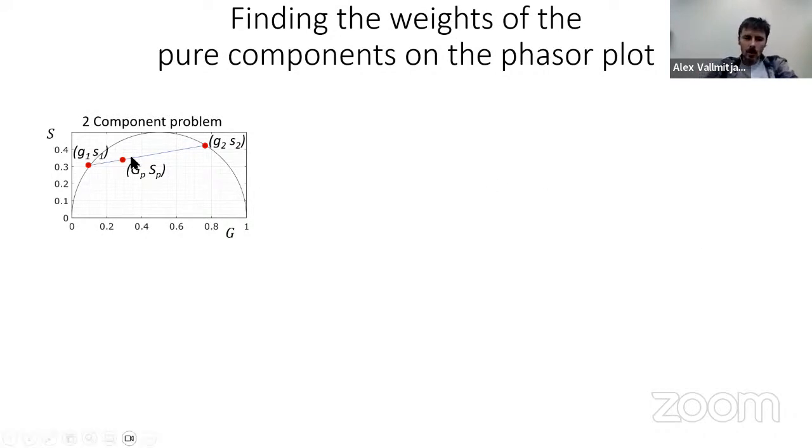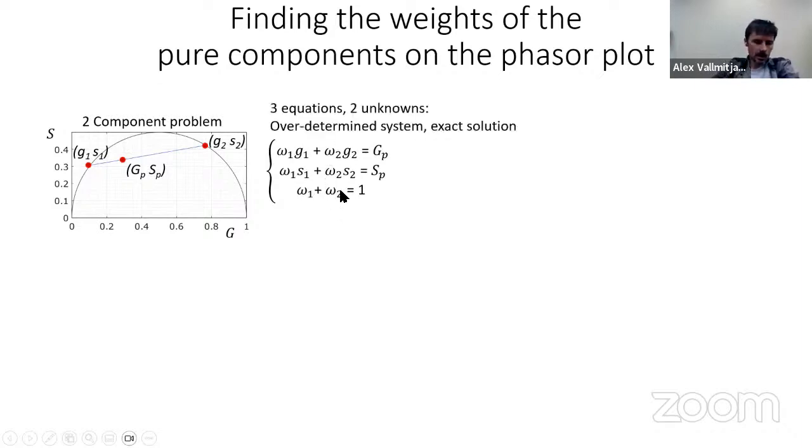So if you have a 2-component problem, as I was explaining a moment ago, you have some measurement, this point in the middle, the capital G and S, this is your measured data, and you know that your measured data is composed of 2 components that are present in your sample. Then you can solve the system of equations on the phasor plot if you know the position of the pure components. Because as I was saying, there's a linear combination for the G coordinate, there's a linear combination for the S, and you know that the weights should add up to unity. So you have three equations, only two unknowns, which are the weights of the two components. So this can be solved. Three equations, two unknowns: an overdetermined system.